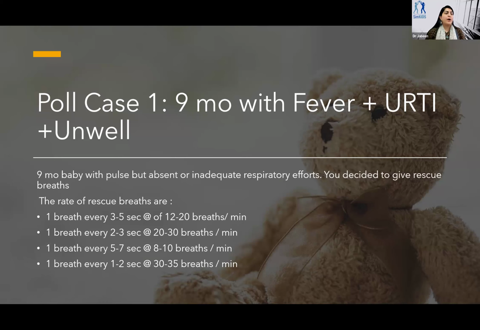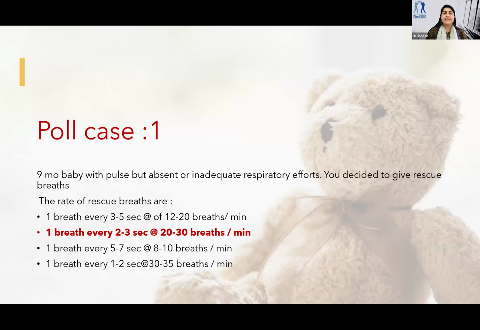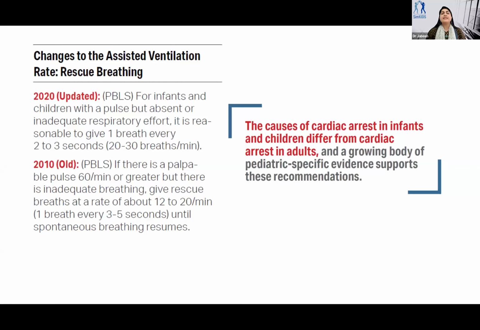So thank you so much to those who are putting their responses. B is the most commonly chosen response. You all are correct. It is one breath every 2 to 3 seconds. That is 20 to 30 breaths per minute. So what is the reason?